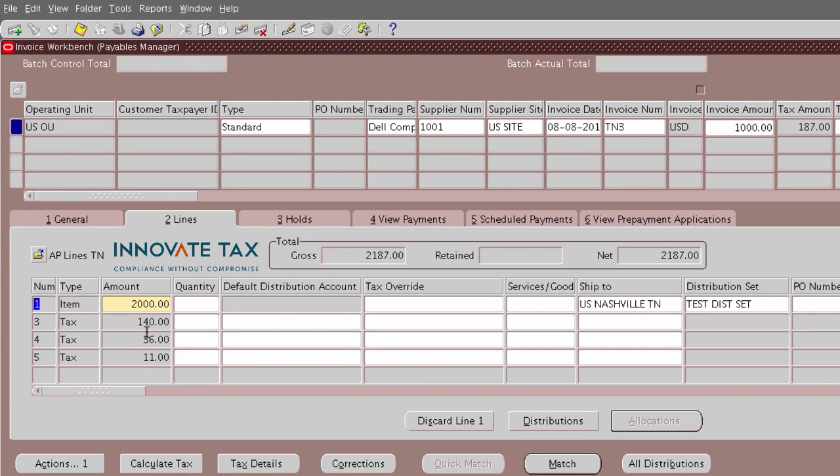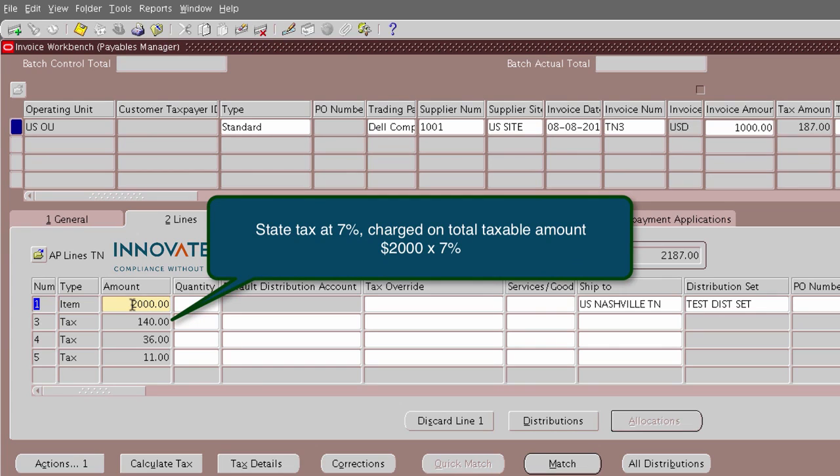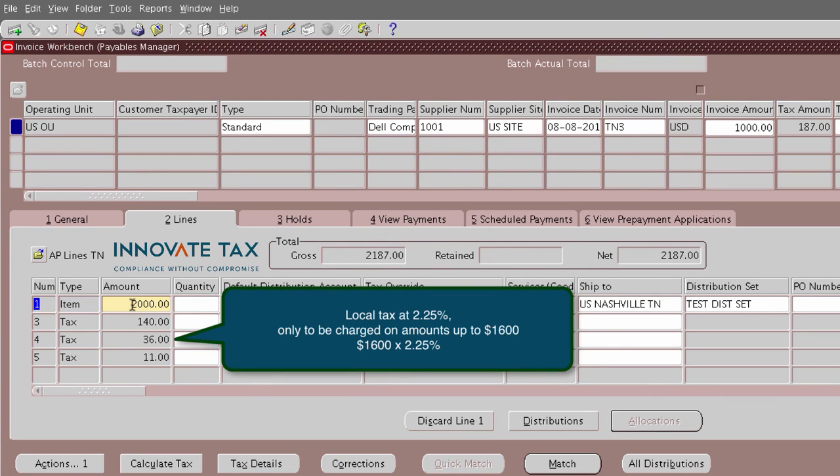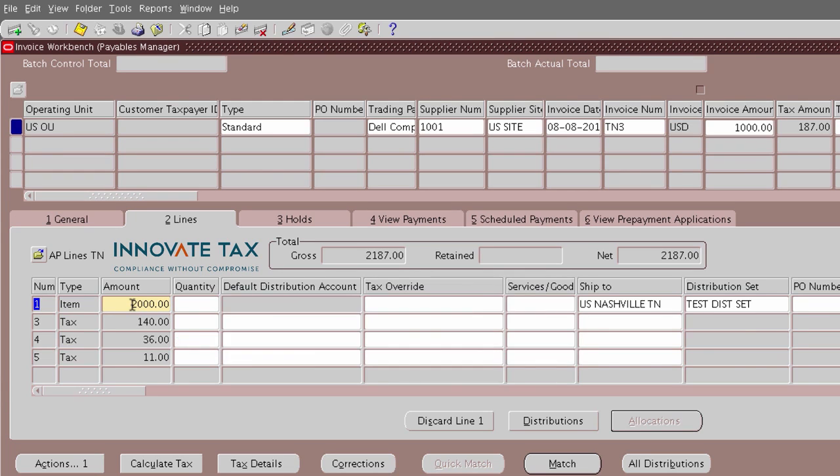This is due to the min-max thresholds imposed. The state tax is determined on the entire base amount. So in this case, 7% on the $2,000 is charged. The local tax, and in this case, it is the county tax, as at the time of making there is no city tax, is capped and only charged on the first $1,600. This means for a single article purchase of $2,000, the local tax is only charged on the first $1,600.